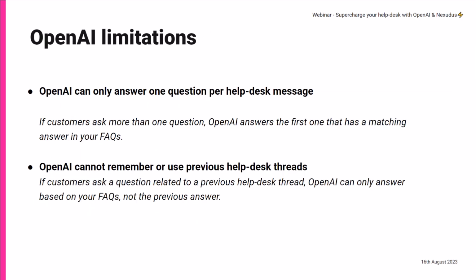Now, OpenAI cannot solve any request, and there are some limitations. OpenAI can only answer one question per help desk message. So if the customer asks more than one question within their request, OpenAI will only tackle the first one that has a matching answer in your FAQ and then skip the rest.